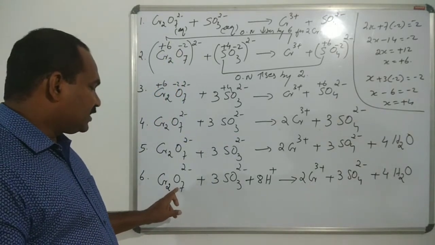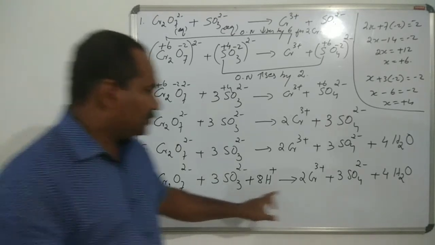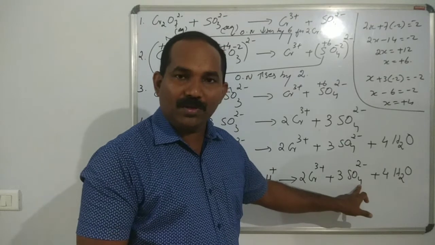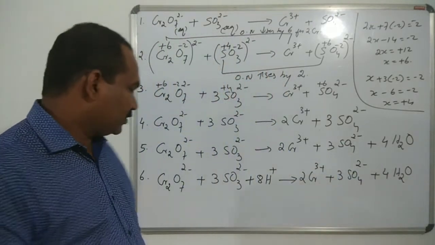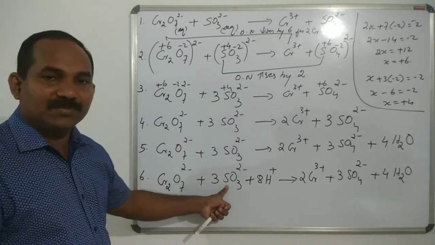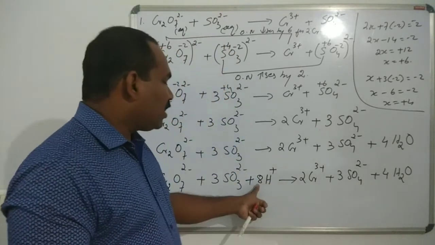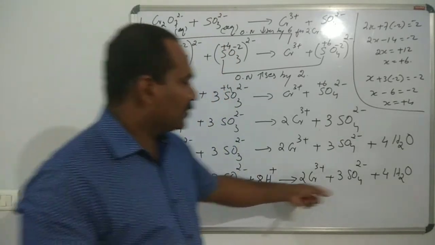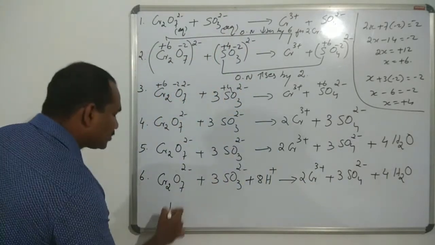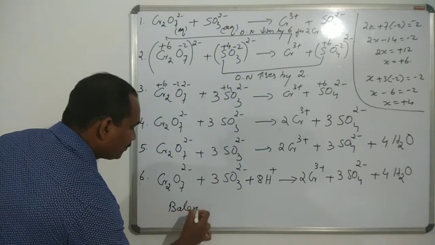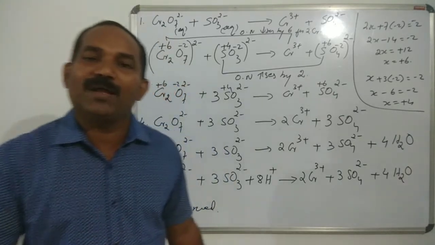Oxygen: 7, 3 into 3 is 9, plus 7 is 16 oxygen. 3 into 4 is 12, plus 4, 16 oxygen. 3 sulfur atoms here also 3 sulfur atoms. Hydrogen: here 4 into 2 is 8 hydrogen. Now the equation is balanced.